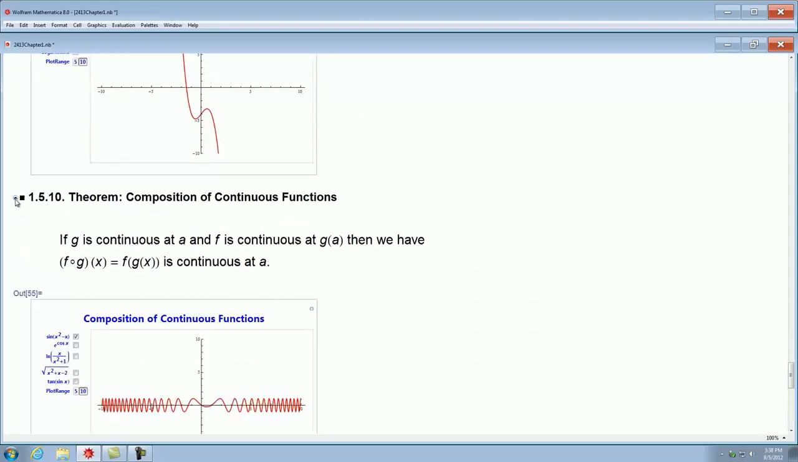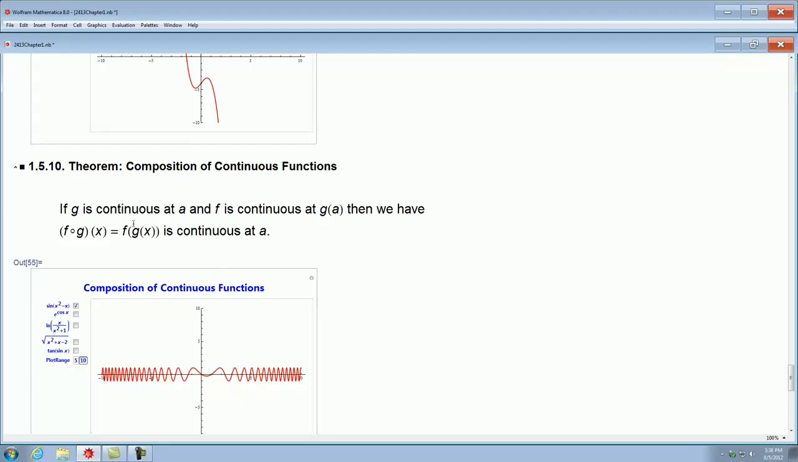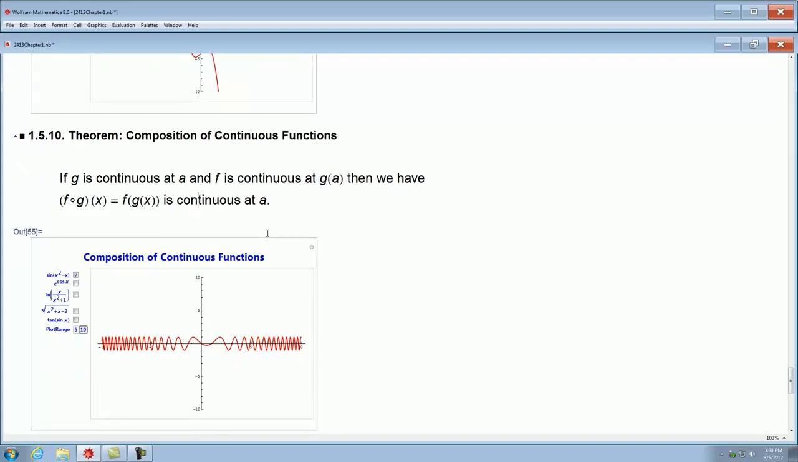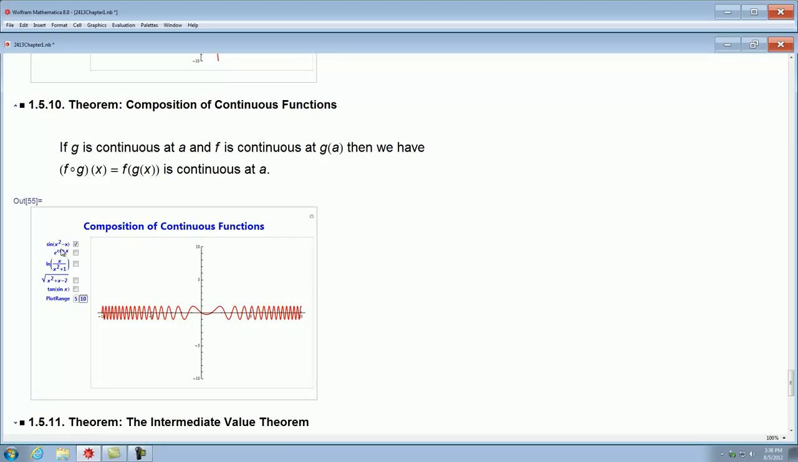Okay, now composition of two functions. Let's say we take two functions, g and f, and we plug g into f. So we're taking this composition, f of g of x. Then what we can say is if g is continuous at a, so that means this function g is continuous at a point a, and f is continuous at whatever the value of g is at a, because remember, this is the part that gets plugged into f. As long as g is continuous at a and f is continuous at g of a, then the composition is continuous at a.